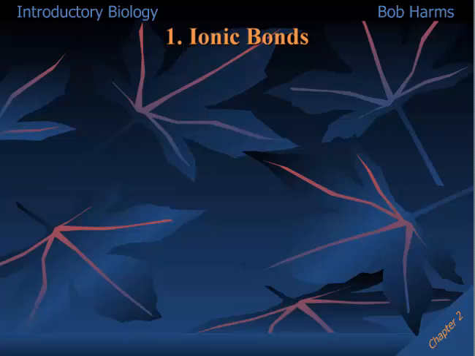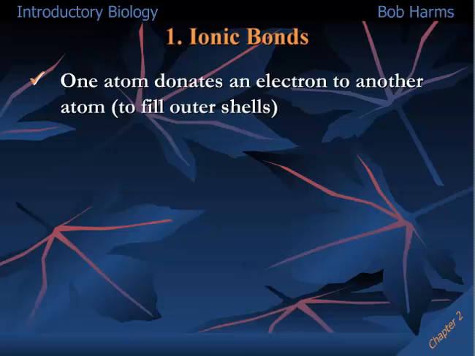As the name implies, ionic bonds are going to involve atoms that have electrical charges. They're going to be based on ions. And we know that if we mix atoms together, sometimes one atom will donate or give away an electron to a second atom. And remember, atoms that have a full outer shell of electrons are very stable. And so as these electrons are being exchanged, it's filling up outer shells.